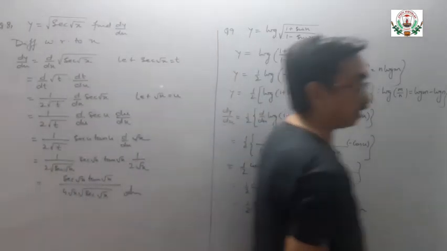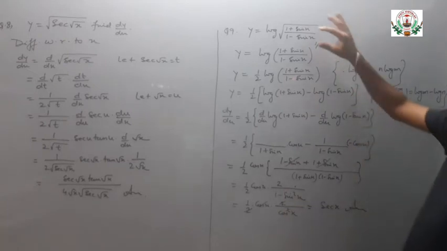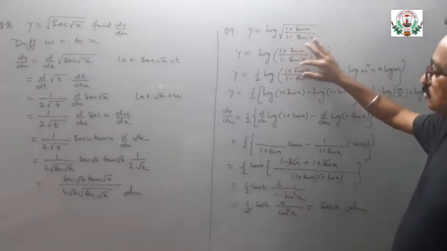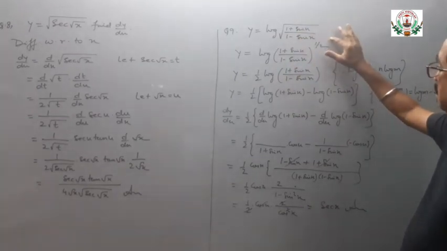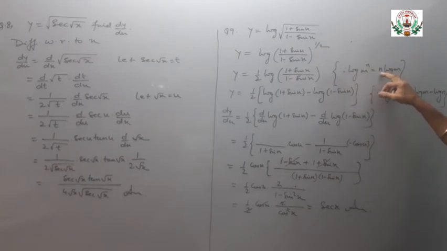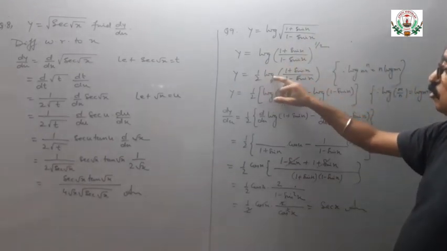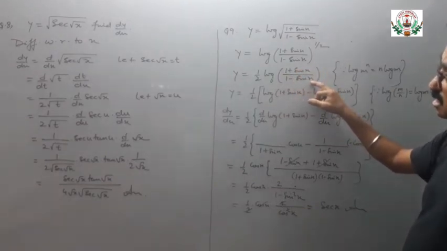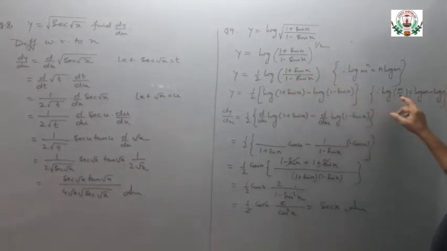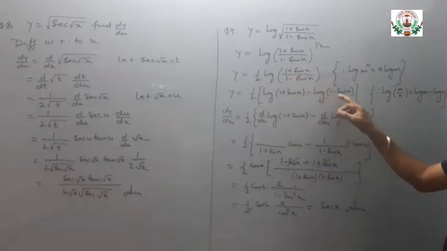Now the next one is y equals log of the square root of (1 plus sin x) upon (1 minus sin x). This root can be written as ((1 plus sin x) upon (1 minus sin x)) whole to the power 1 by 2. As we know the logarithmic formula, log m to the power n equals n log m. So this 1 by 2 will become the coefficient: 1 by 2 log of (1 plus sin x) upon (1 minus sin x). And log of m by n is equal to log m minus log n. So it will become 1 by 2 [log (1 plus sin x) minus log (1 minus sin x)].